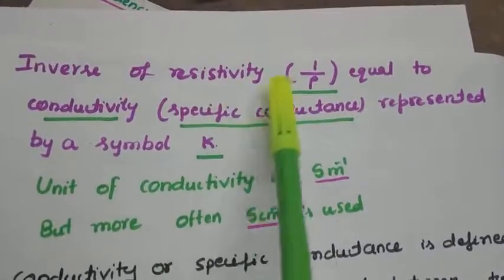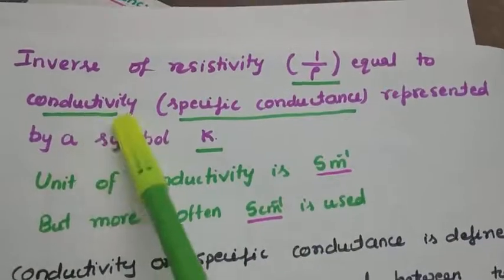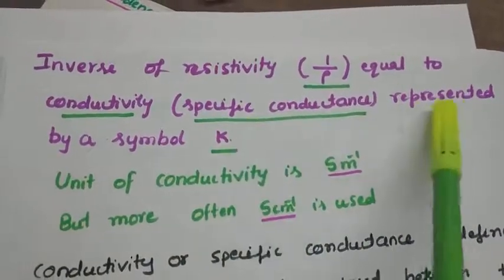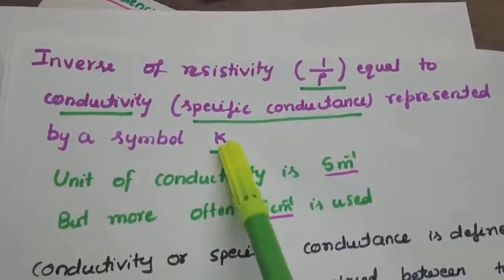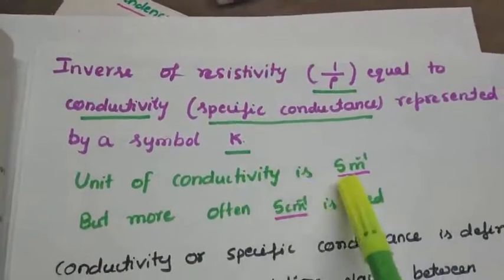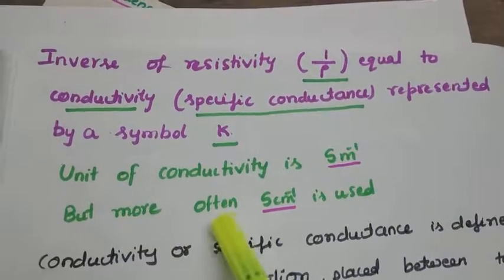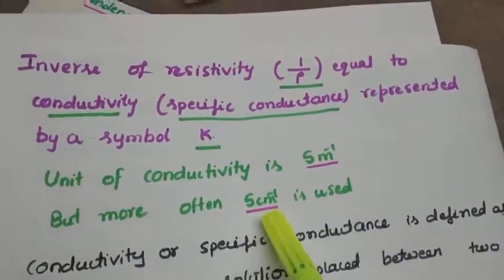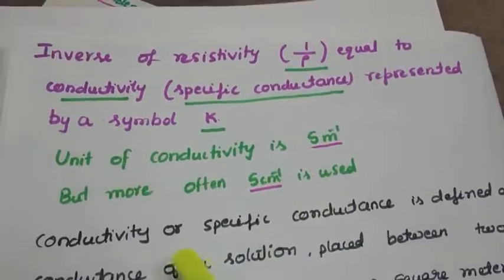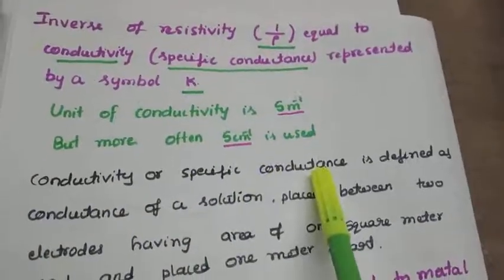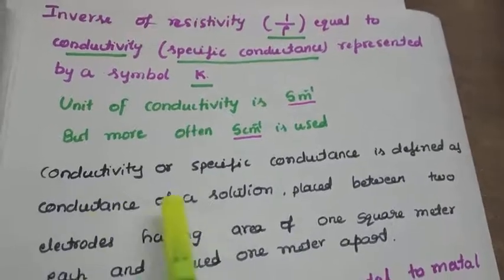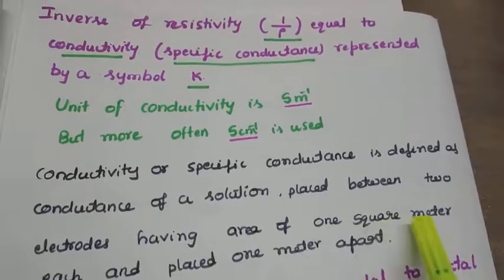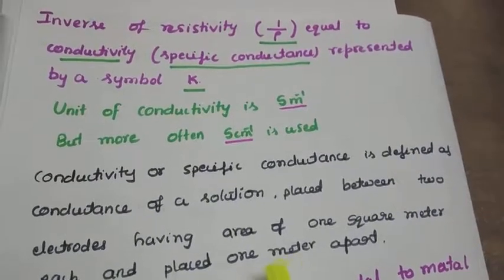Inverse of resistivity, 1 by rho, is equal to conductivity. It is also called specific conductance and represented by the symbol K. The unit of conductivity is Siemens per meter, but more often it is expressed as Siemens per centimeter. Conductivity is defined as the conductance of a solution placed between two electrodes having an area of 1 square meter each and placed 1 meter apart.